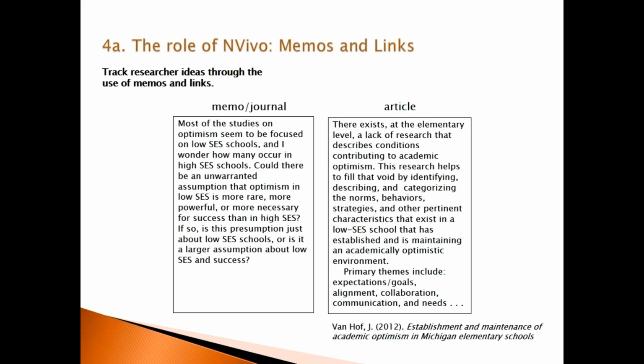And what I say here is most of the studies on optimism seem to be focused on low SES schools. And I wonder how many occur in high SES schools. Could there be an unwarranted assumption that optimism in low SES is more rare, more powerful, or more necessary for success than in high SES? If so, is this presumption just about low SES schools, or is it a larger assumption about low SES and success? So I'm covering lots of ideas here about what might be going on in the literature and what might be going on in the assumptions.